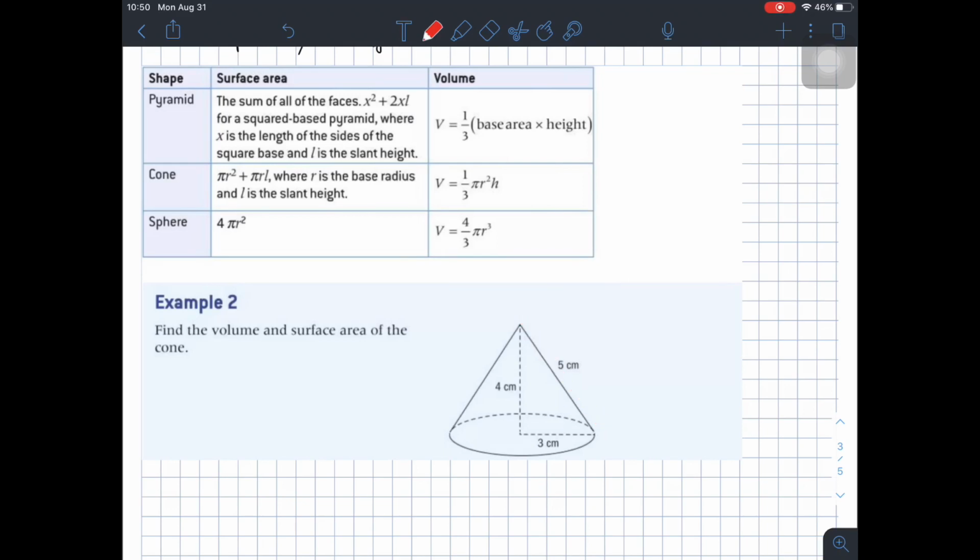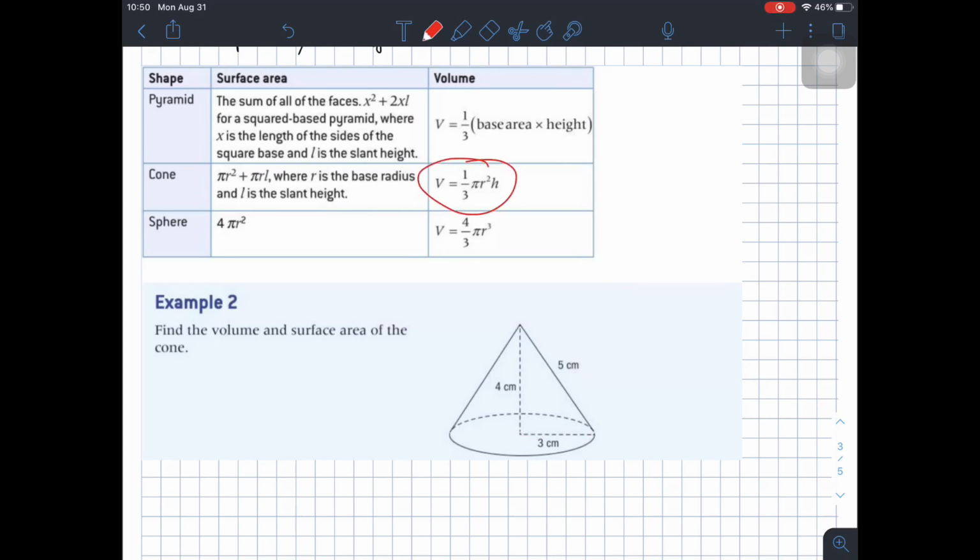In this case, 5. And the formula for volume, and the radius, remember the radius is the distance from the center of the circle to one of the endpoints of the circle, right? In this case, the radius is 3 centimeters.